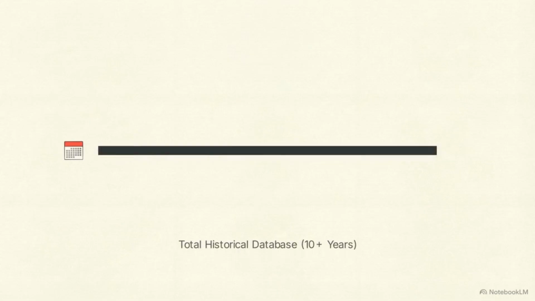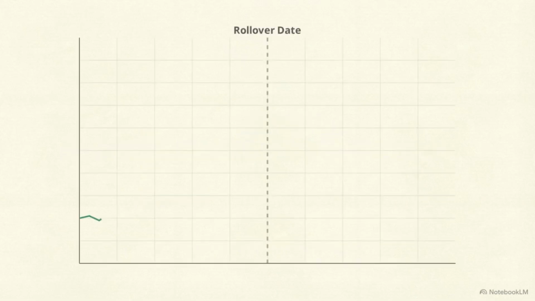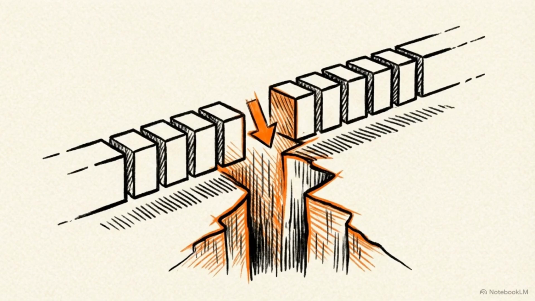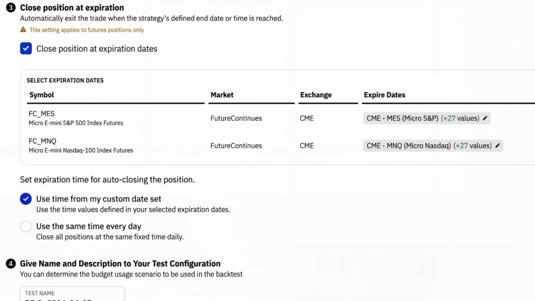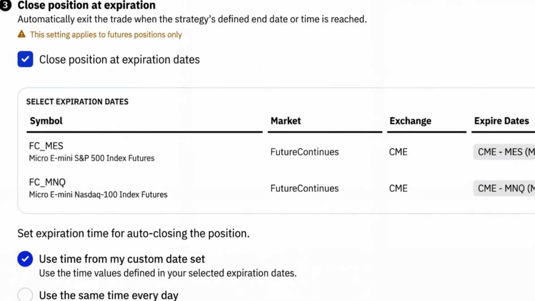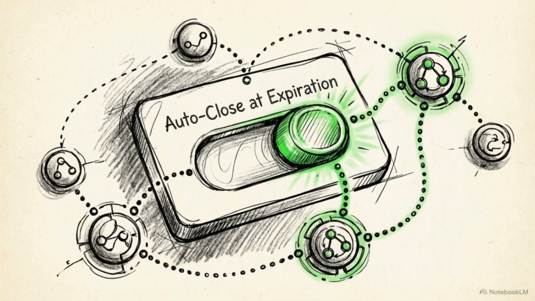Next, set the historical date interval you want to test, making sure to verify the data availability limits for your specific symbol. If you are testing continuous futures contracts, you need to account for rollover dates to avoid the futures expiry trap. When a contract rolls over, it creates an unnatural vertical price gap. If you do not enable auto position closing at expiration, the engine records that gap as profit, fatally corrupting your test results. Toggle on the expiration safeguard to prevent this.